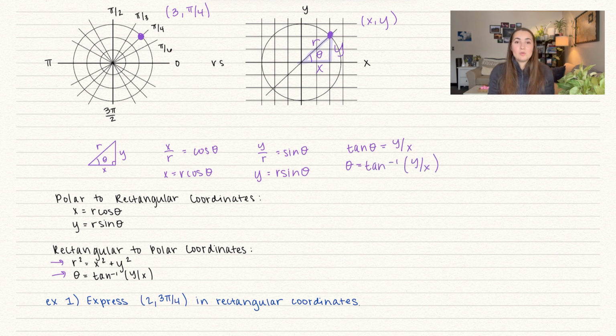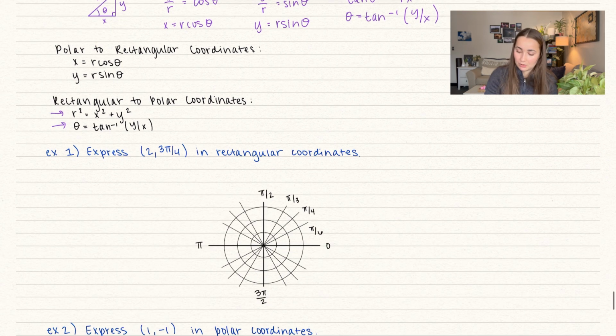So if you're given x and y, you can find the theta by taking the inverse tangent of y over x. You do have to be very careful about what quadrant you're working in because the calculator is going to give you a different answer sometimes. But we're going to go over an actual example of that.